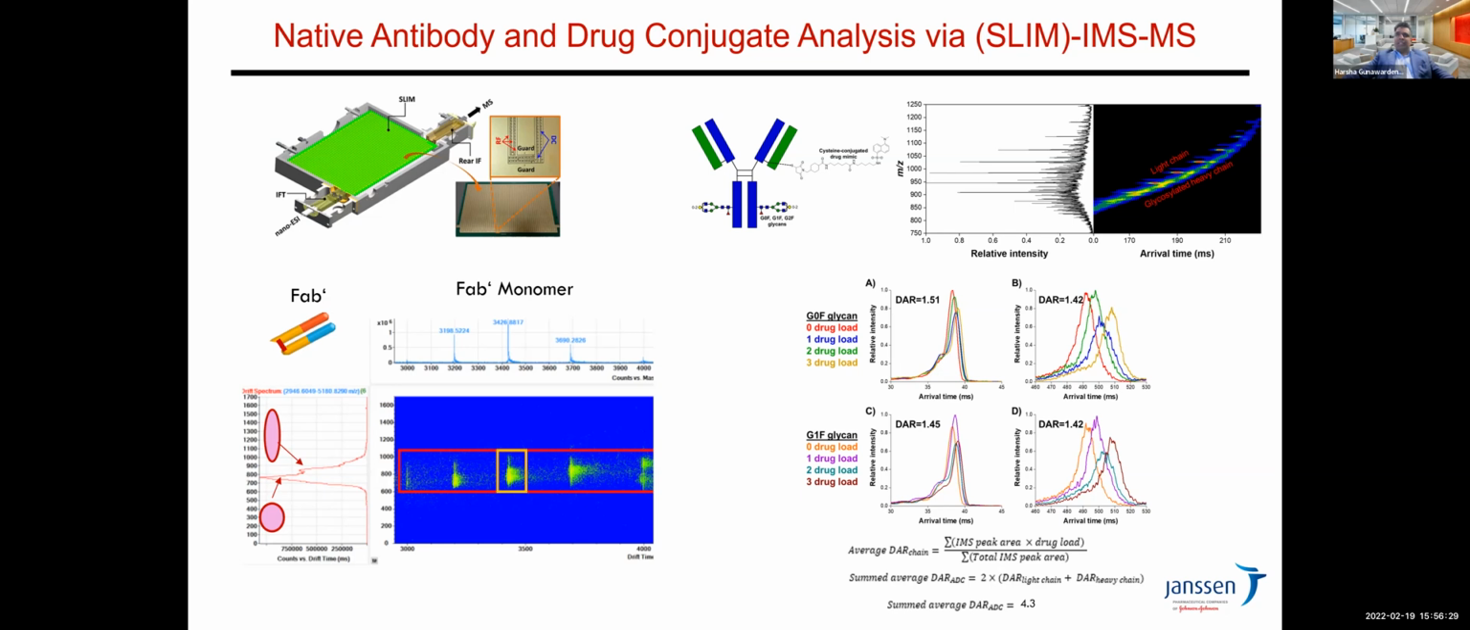And on the right-hand side is an example where SLIM, or structures for lossless ion manipulations, was used to look at antibody drug conjugates. This was a collaboration with the Pacific Northwest National Laboratory. In this study, we were able to obtain the DAR values of the heavy and light chain independently, and we were able to derive the average of the DAR values much faster than the conventional SEC-MS approach. And the values that we obtained using this very fast method, in less than a minute, were comparable to the SEC-MS results.